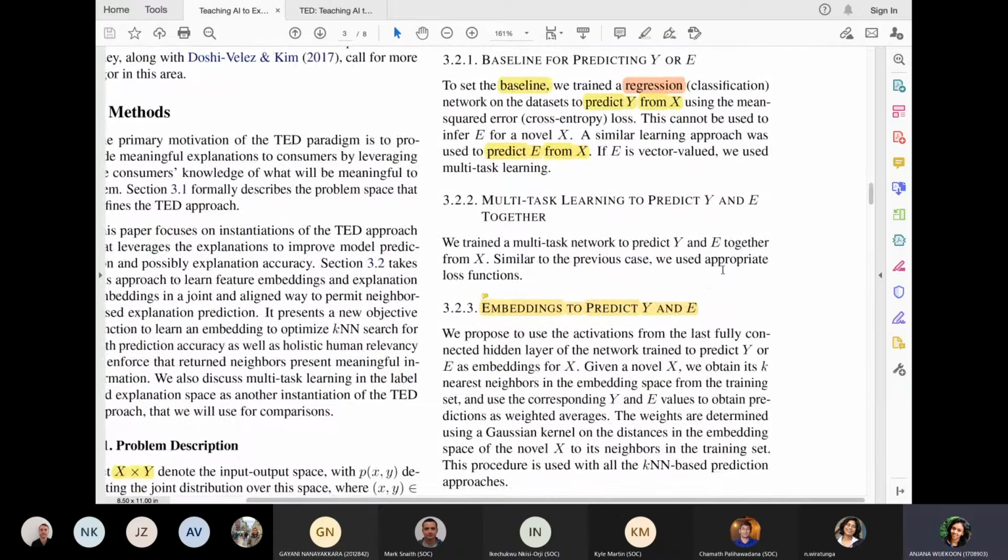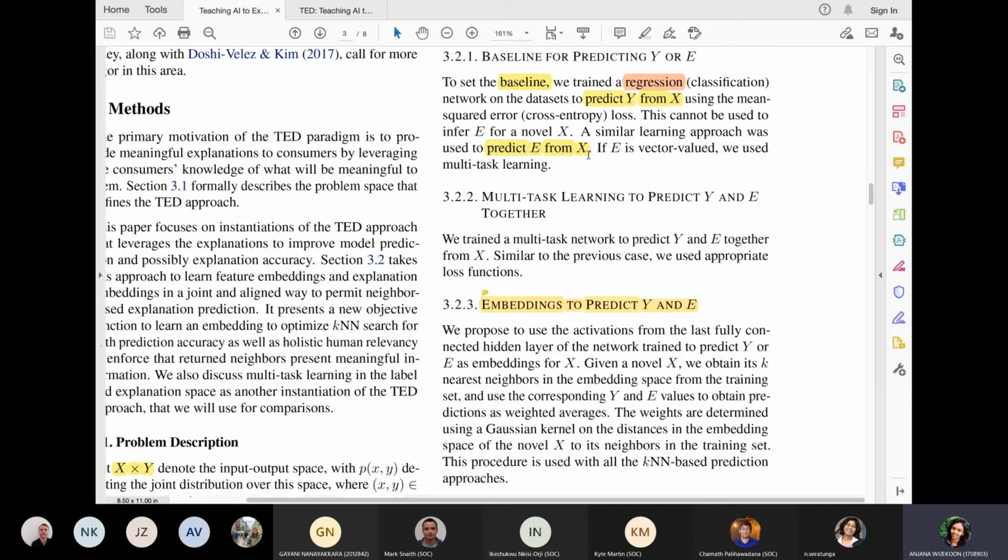And what they use as baselines in this method, before going into introducing the method itself, is regression or classification networks, depending on the scenario, to predict y from x, and also a similar network to predict e from x. So you have two networks separately that predict y from x and e from x, which can be a very good baseline in any case if we have this annotated data set.